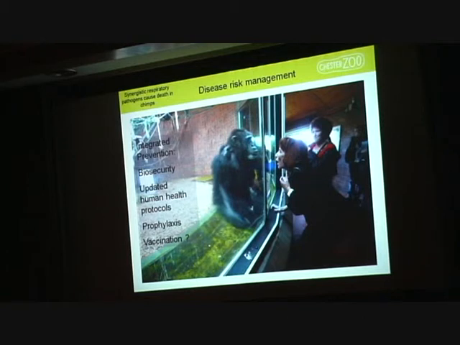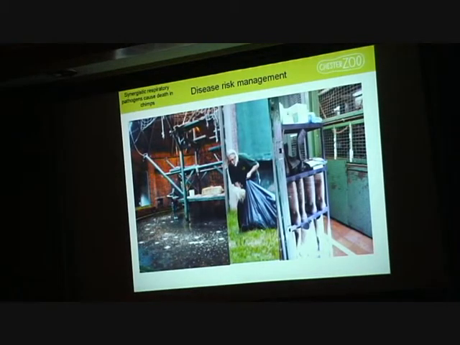So, what do we need to do? We need to improve our biosecurity, update our human health protocols. We looked at prophylaxis, whether it was worthwhile to vaccinate the chimpanzees against strep pneumoniae strains. And also looked at the practices of what the zoo was doing on the husbandry side.